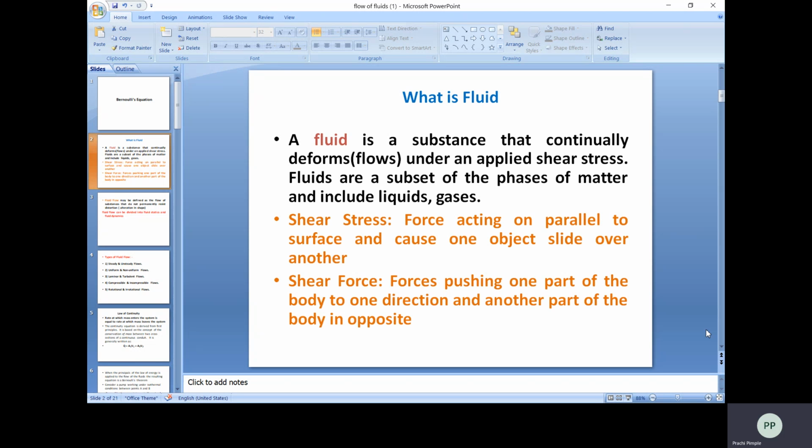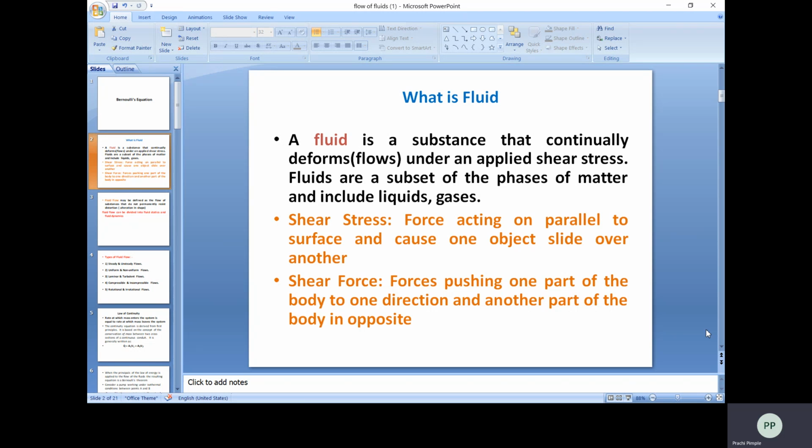So what is fluid? Fluid is a substance that continuously deforms under an applied shear stress. That means if you apply a shear stress to any substance, there is continuous deformation or continuous movement of the different layers of the particles, then we will call it a fluid. Fluids are a subset of phases of matter and include liquids and gases.